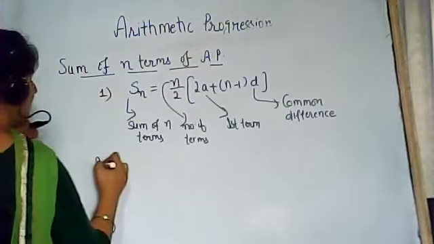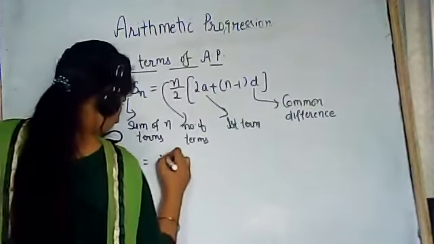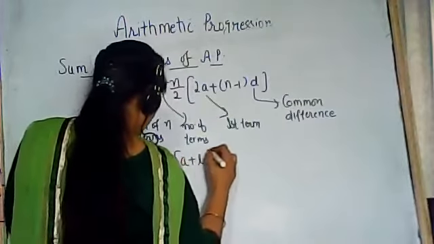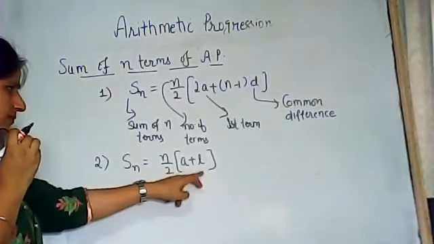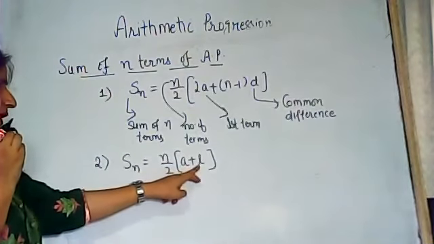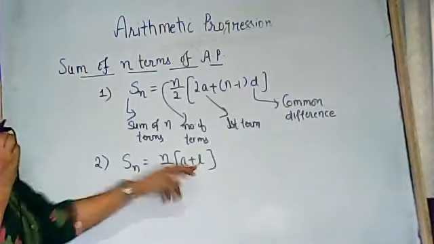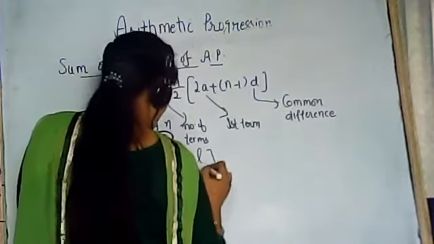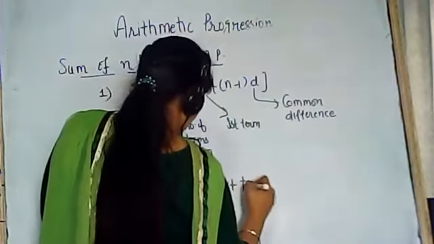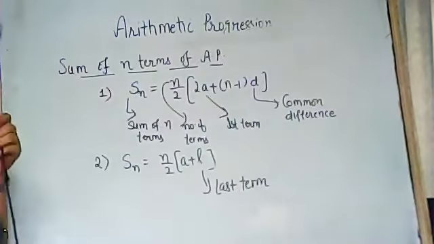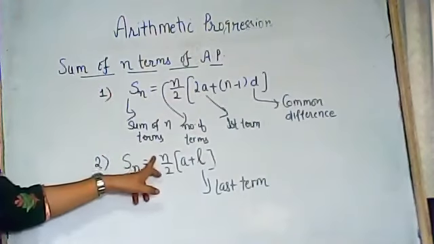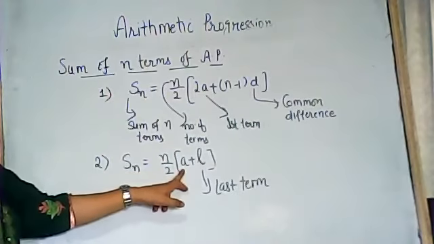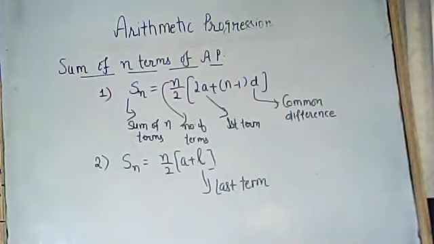And what is the second formula to calculate the sum? The second formula is Sn equals n by 2 into a plus l. The rest of the variables have the same meaning, but in this case we have a new variable, that is l. So what is the meaning of l? l means last term. l will denote the last term of the particular sequence or series.